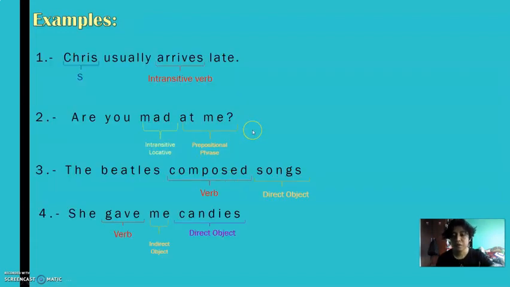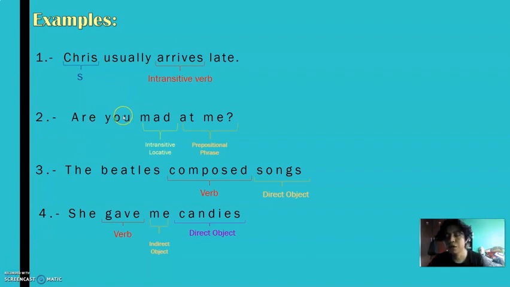In this part, sentence number 1 is Chris usually arrives late. Chris is the subject, arrives is the intransitive verb. For example, sentence number 1 is an example of an intransitive verb because it includes a noun phrase to its right.